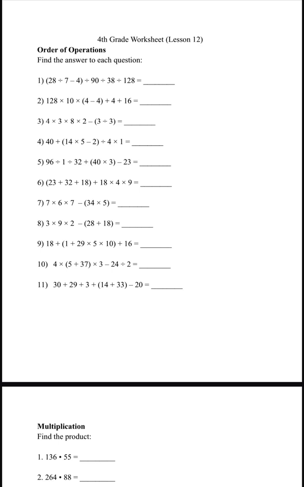Number 1 question is parenthesis 28 divided by 7 minus 4, divided by 90, divided by 38, divided by 128. We need to do the parenthesis first. So 28 divided by 7 is 4, and 4 minus 4 is 0. And so 0 divided by 90 is 0, and this is all 0. So number 1 answer is 0.